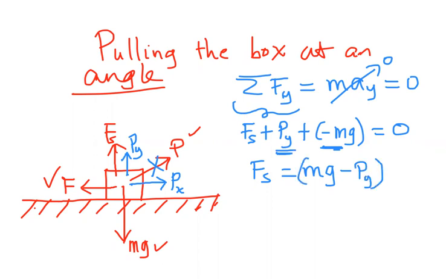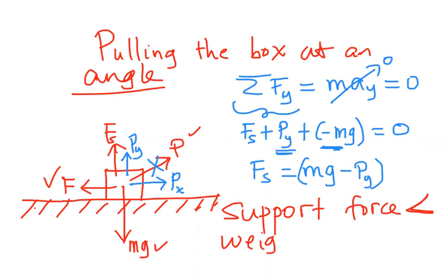So in this case, I see that the support force is less than Mg. So support force is less than Mg, or the weight. This means less than the weight of the box. And remember, the weight is Mg. This tells us the support force is less than the weight of the box.